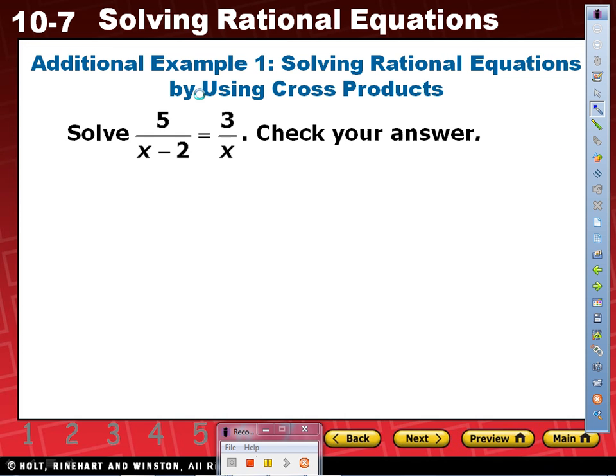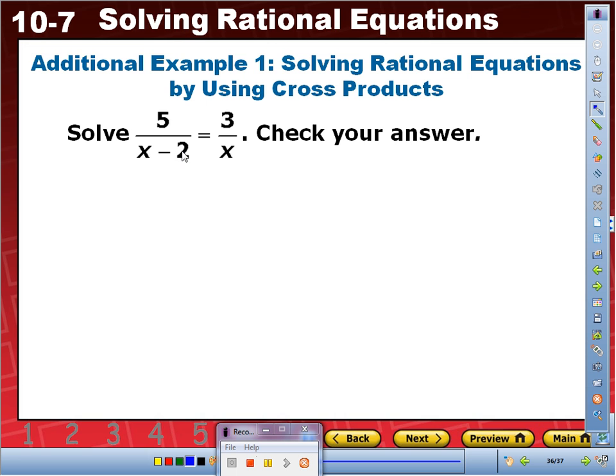Example 1. Copy this. It says, solve 5 over x minus 2 equals 3 over x. And then it says, check your answer. We're just going to check the first 2, and then from there, we won't check the rest since I'm going to be doing these with you, just to make sure we get through all the examples. So, 5 over x minus 2 equals 3 over x.